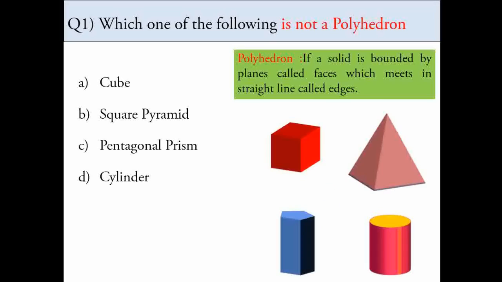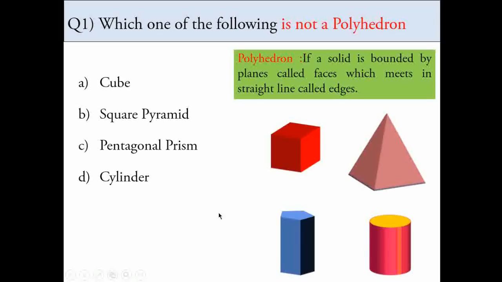The 3D views of those options: the cube has six equal faces. Then the square pyramid also has flat surfaces. Then the pentagonal prism has a symmetrical top and bottom structure, and the top and bottom are joined with the help of rectangular faces. Each and every face is a plane or flat surface.